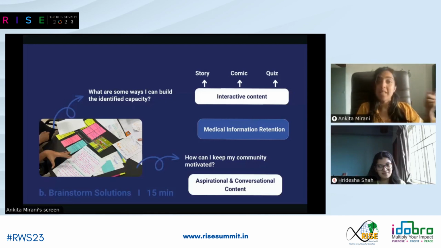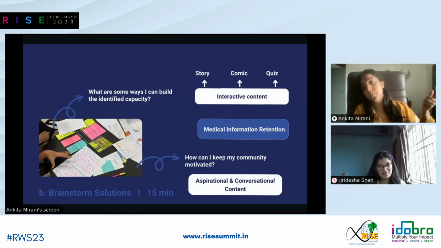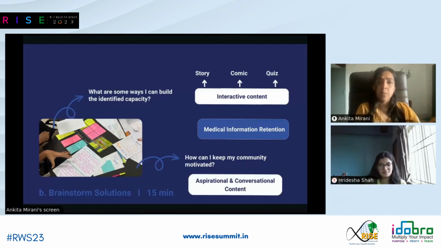Firstly, what are some ways I can build the identified capacity? Which is, what are some ways we could actually help women retain the medical information? We realized we could do a lot of interactive content. So whether it was story, comic, quizzes, these were some initial ideas that we'd worked on.